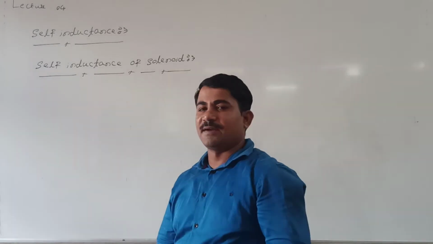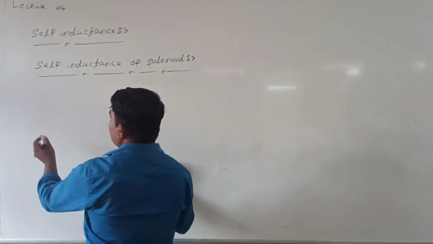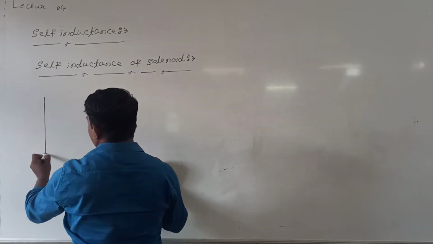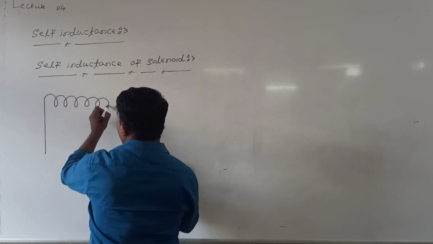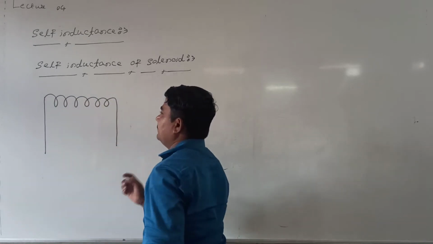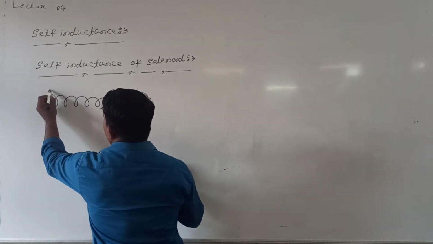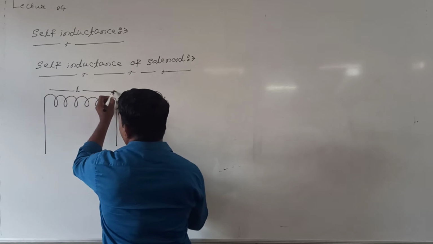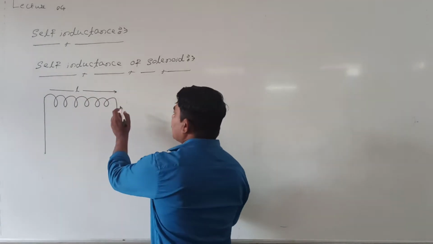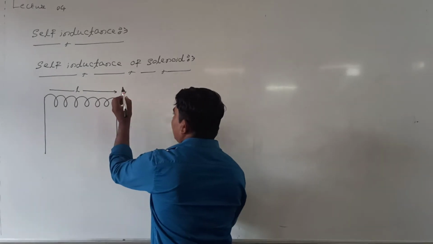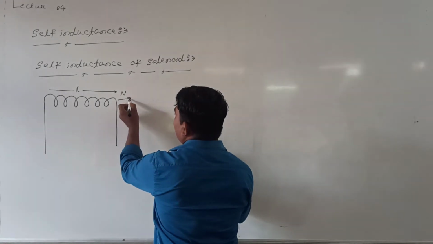Now we will take a solenoid, a coil with many number of turns. This I can call a solenoid. This solenoid has length. Consider L is the length of the solenoid. It contains a total number of turns, N, and it has area A.